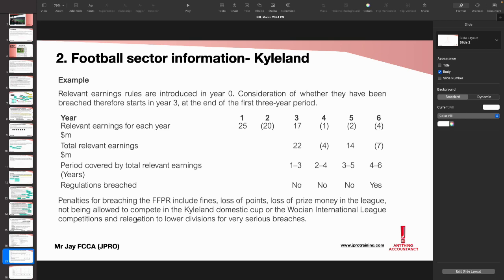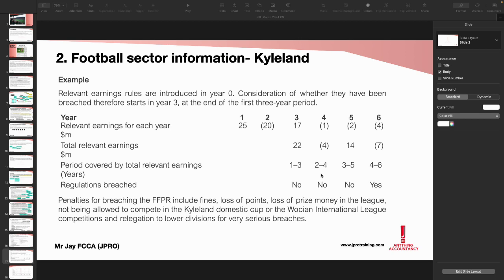So, penalties for breaching FFPR include fines, loss of points, loss of prize money, not being allowed to compete in the domestic cup or international league competition, and relegation to a lower division, which are very serious. So this is not something that you should take lightly. The company must make sure they are complying with this.